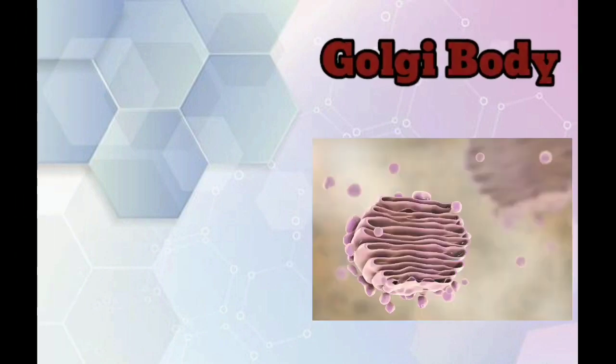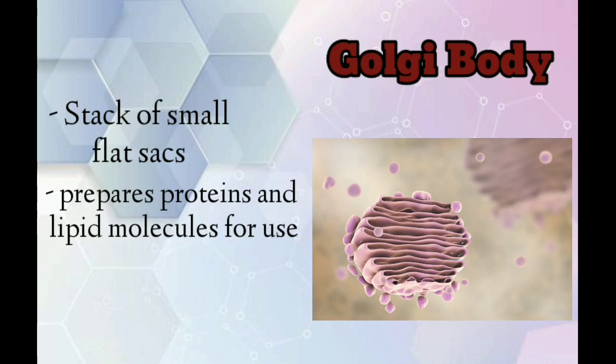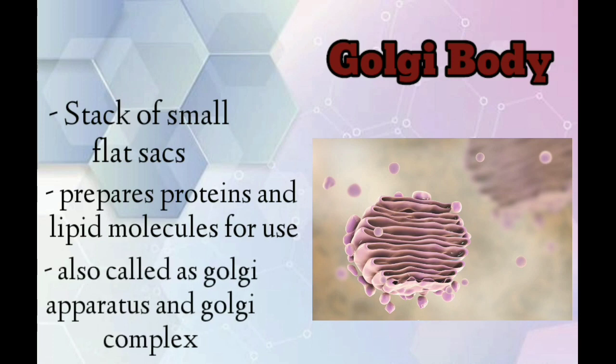And then next, we have the Golgi body, a stack of small flat sacs formed by membranes inside the cell's cytoplasm. The Golgi body prepares proteins and lipid molecules for use in other places inside or outside the cell. The Golgi body is a cell organelle, and it is also called Golgi apparatus or Golgi complex.